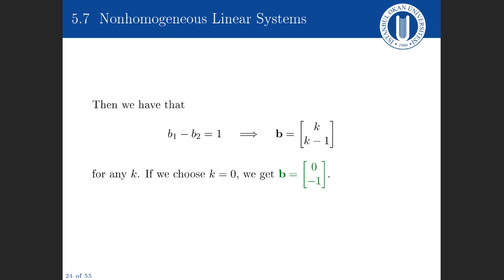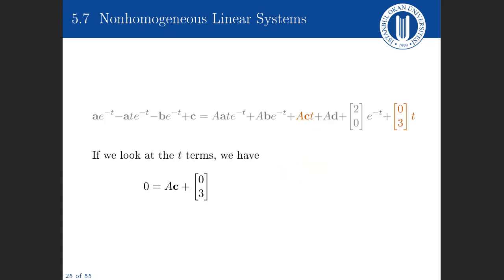At this point, we could choose any value of k that we want. We don't need a particular k, because when we move on to the next term, we're not going to be involving b. So we can choose any k that we want. Choose an easy number. I choose k is equal to 0 to get the vector b is equal to 0, minus 1. Okay, we found a and we found b. Now we need to find c and d.